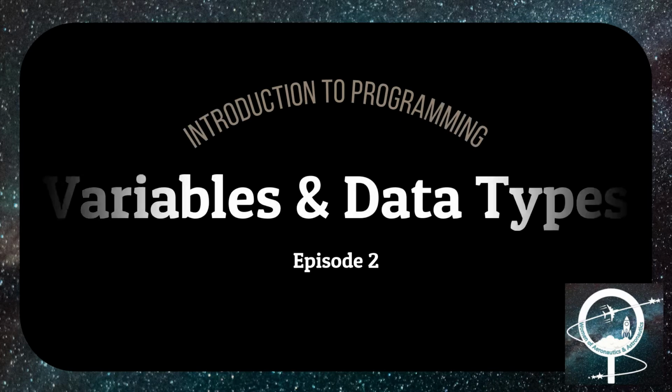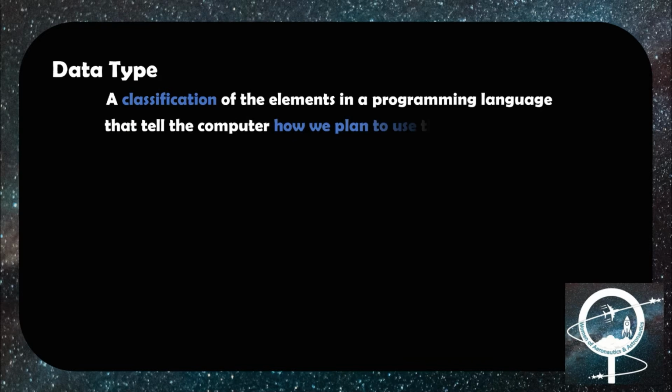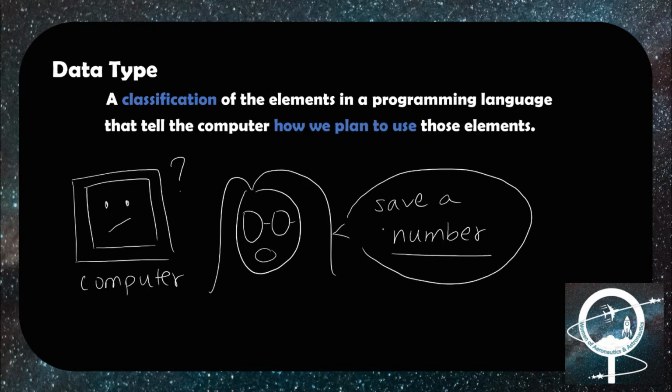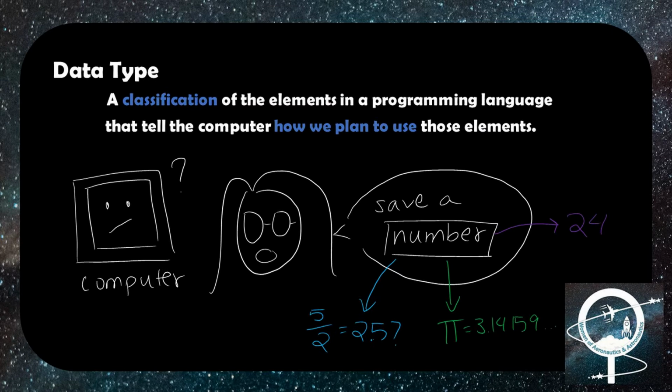In Episode 2 of the Introduction to Programming series, we will learn all about variables and data types. So let's get started. A data type is a classification of the elements in a programming language that tells the computer how we plan to use that data. For example, if we wanted to save a number, we would have to classify that number for our computer so that it can know whether the number is an integer or a rational number, how large the number needs to be, and so on. The data types we will talk about today are common across most programming languages.